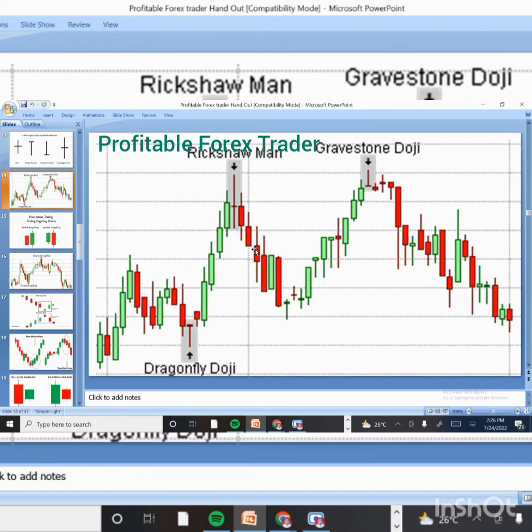Now, on this chart, we can see some dojis. And we also see what happened after these dojis were formed, after these patterns were formed. We see what happened thereafter. Now let's look at this. Now look at this doji. Look at the dragonfly doji. Remember what I told you previously.